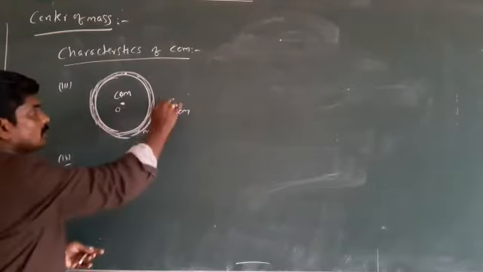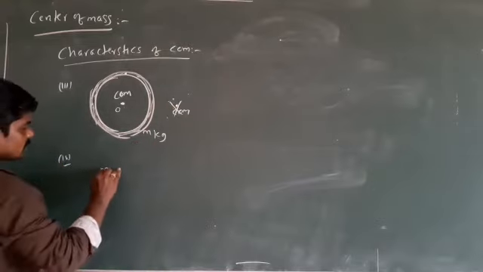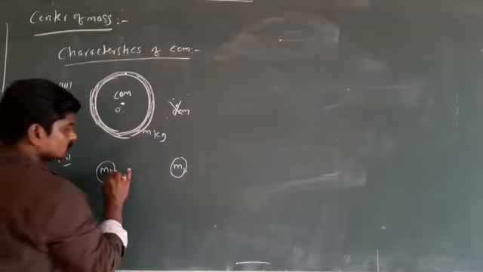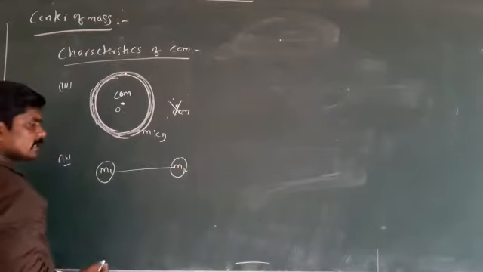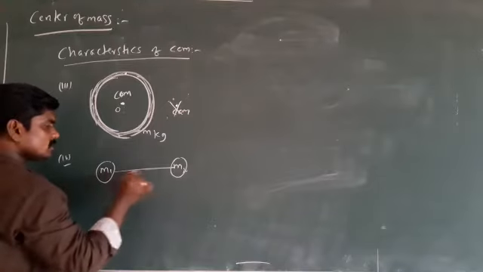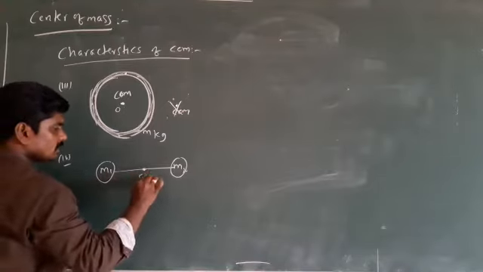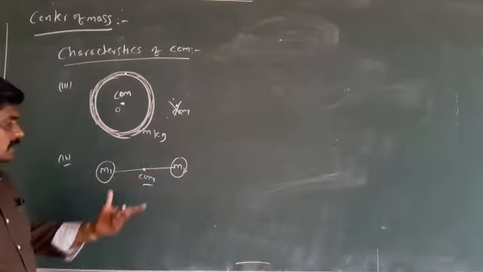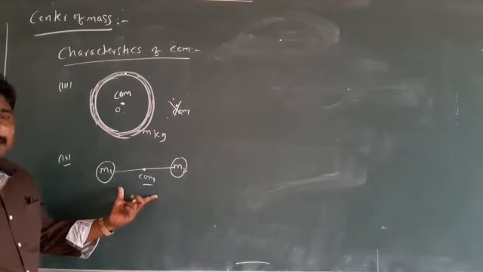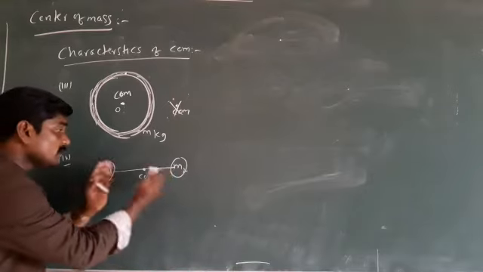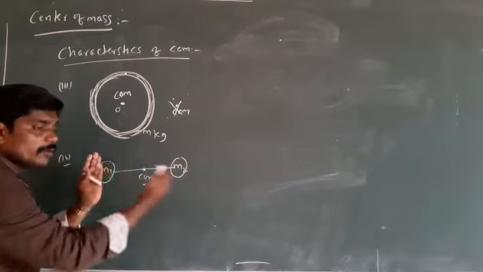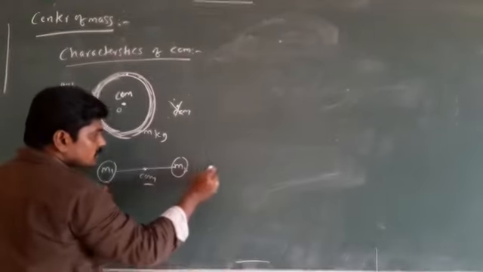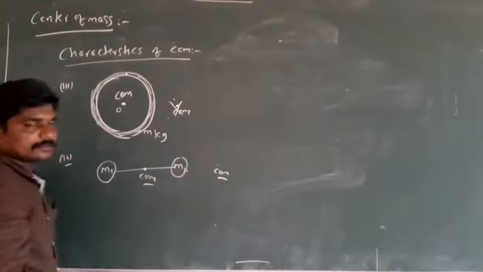Now this is wrong. Another example: consider two bodies, a body of mass m and a body of mass m. This is the line joining the two bodies. If the two bodies have equal masses, the center of mass is present at this point. This common center of mass of the two bodies is within the boundary of the bodies. If we consider the center of mass of these two bodies here, that is wrong.